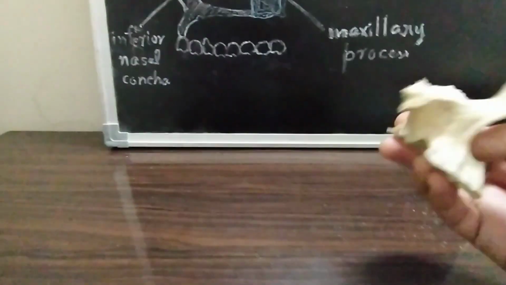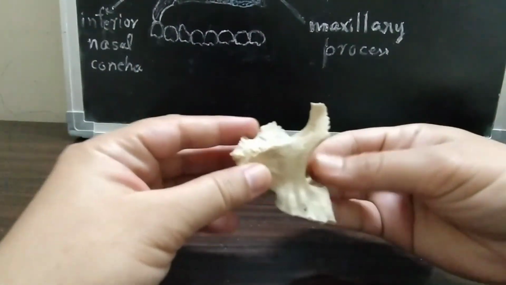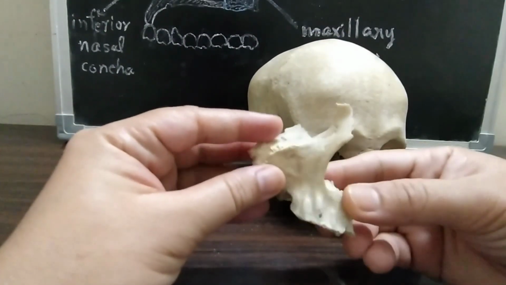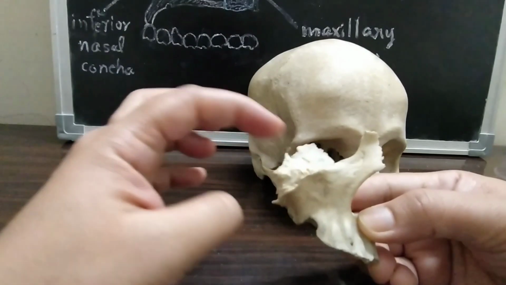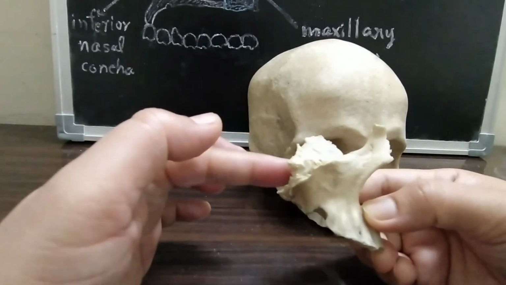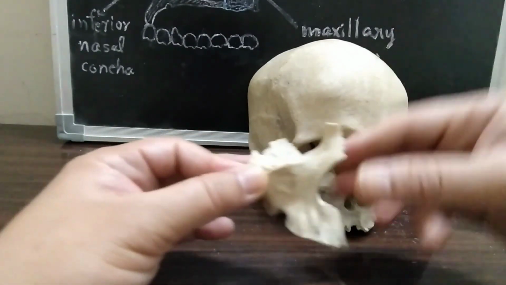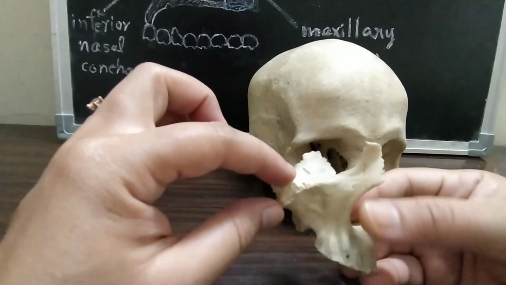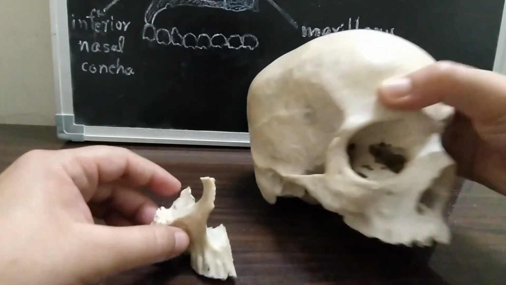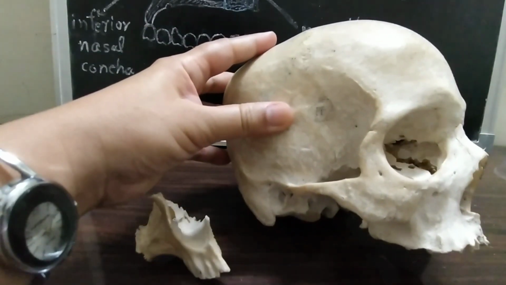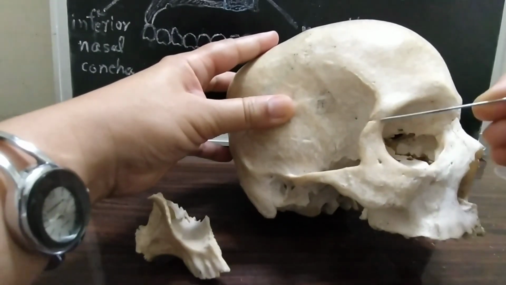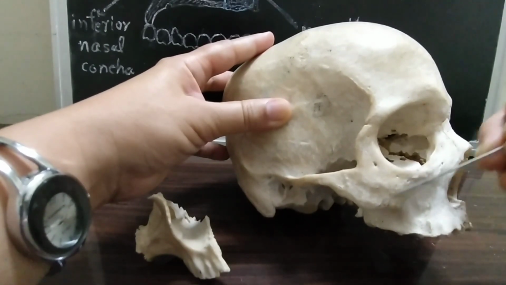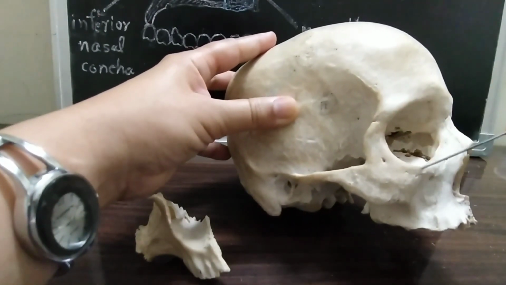Now coming to the processes of the maxilla. This is the zygomatic process, which is directed laterally, and it is formed by the junction of the orbital surface, anterior surface and the infratemporal surface. We can see here it has a rough articular surface on the upper side which articulates with the maxillary process of the zygomatic bone. This is the zygomatic bone which articulates with this zygomatic process. This is the zygomatic process and this is the zygomatic bone.